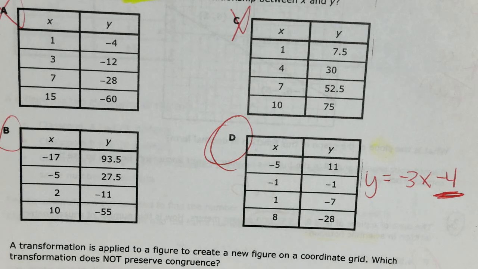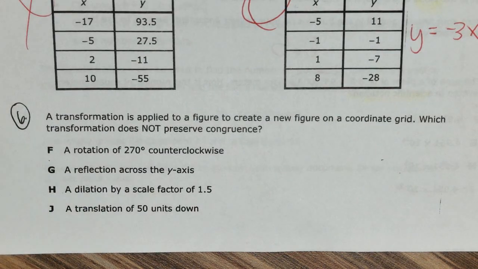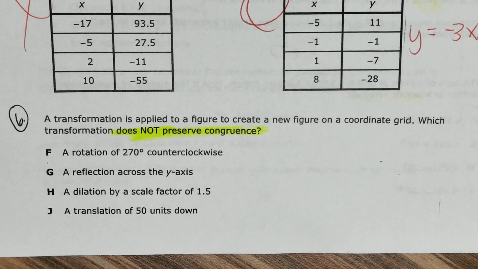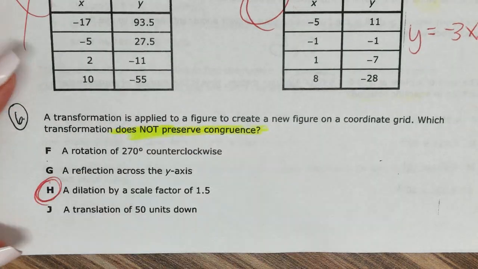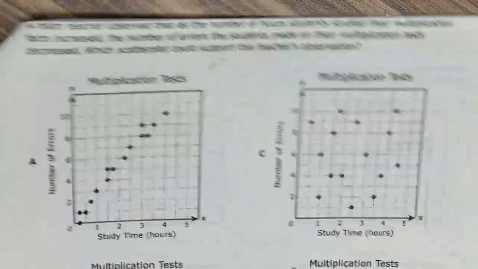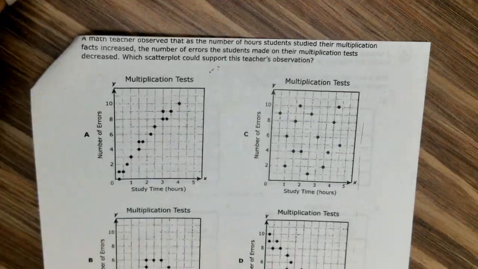Are y'all good? Ooh, we just learned this. Which transformation does not preserve congruence? What does it mean to preserve congruence? Keep it the same. So which one does not keep it the same? A dilation. Doesn't even matter what the scale factor is, and it was written on the board. Dilations do not preserve congruence. All right, let's read the next question.